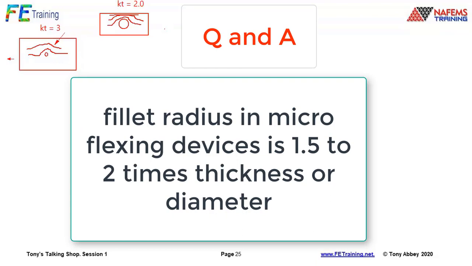Ivor makes the comment, fillet radii we use on our small-scale flexing devices is about 1.5 to 2 times the thickness or diameter.